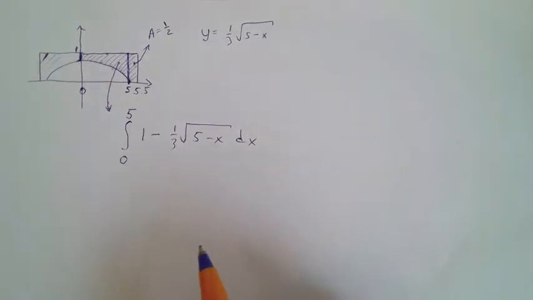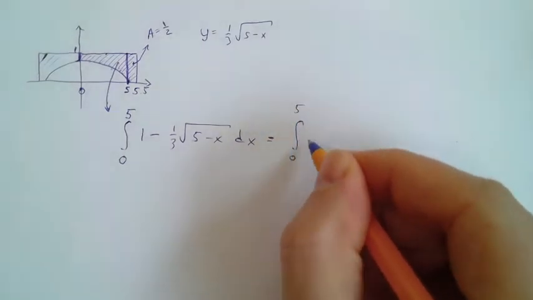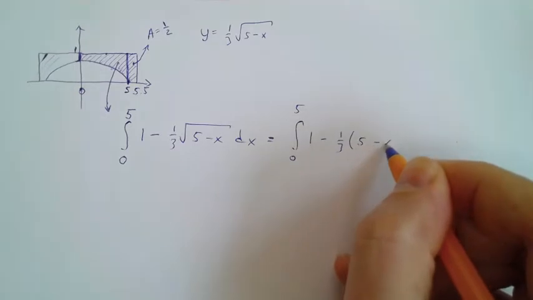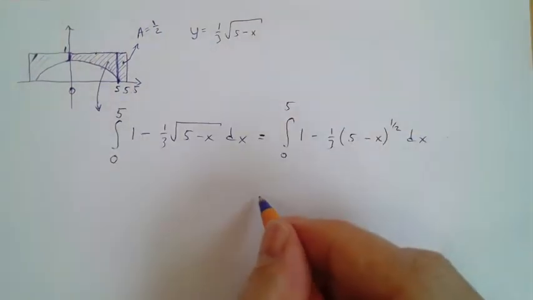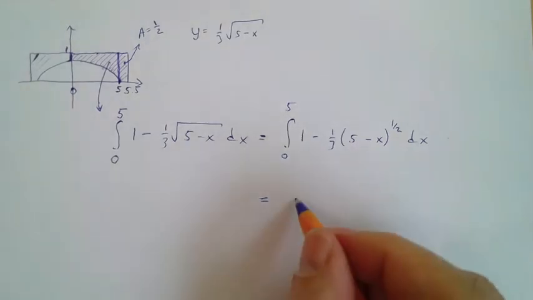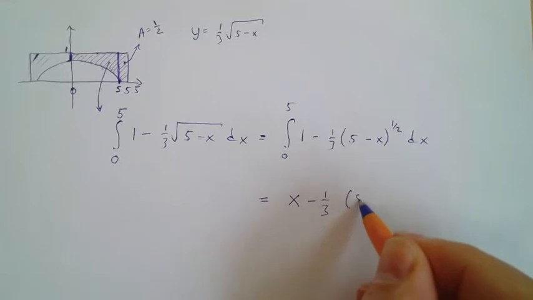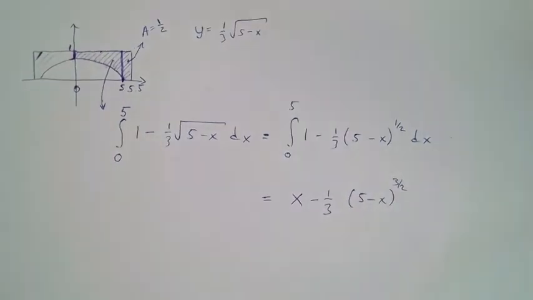Okay, let's see what this gives us. 0, 5, 1 minus, I'm going to write it like this. It's easier if I want to integrate. And now the integral of 1 is x. Here I'm going to make a guess. This is my guess. And now I need to think backwards.